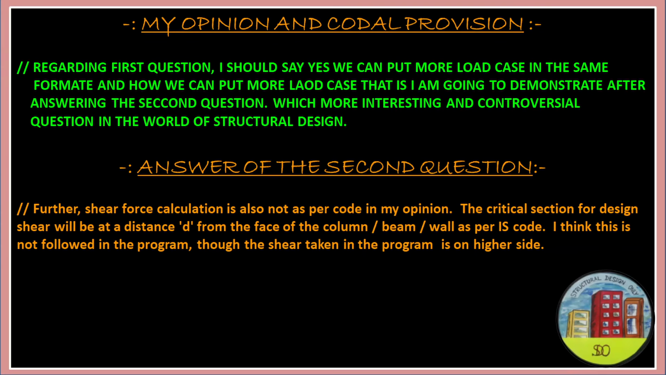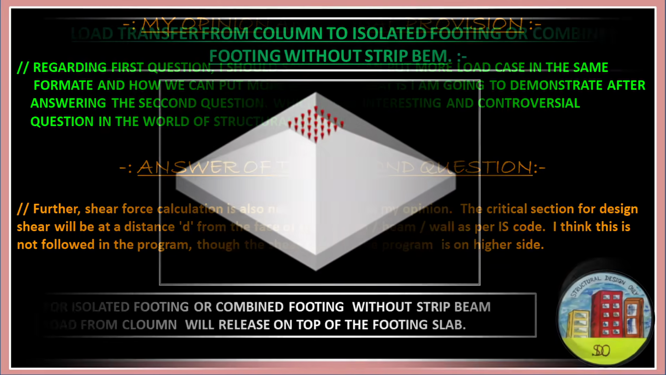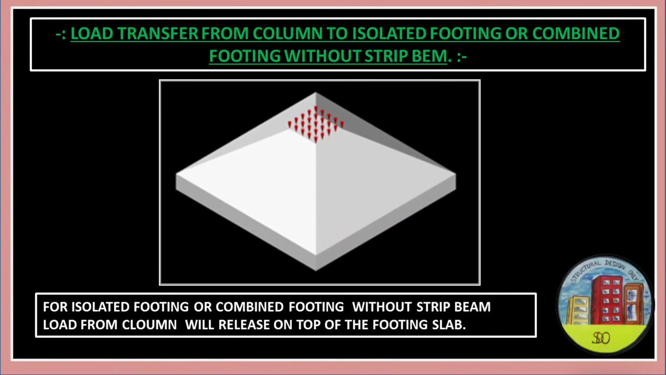Answer of the second question. That is why I have used center to center distance between the 2 columns instead of considering the effective length. Load transfer from column to isolated footing or combined footing without strip beam. For isolated footing or combined footing without strip beam, the load from the column will be released on the top of the footing slab.